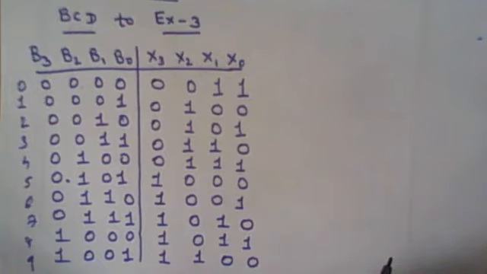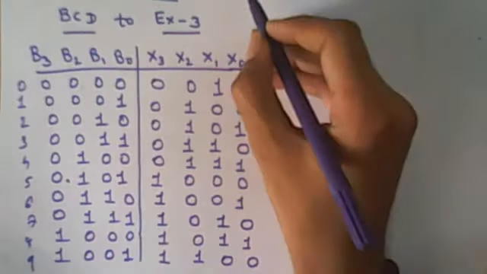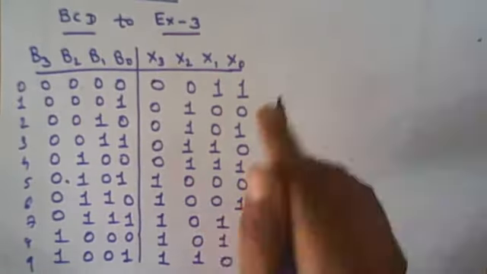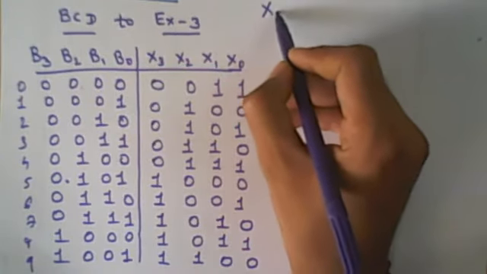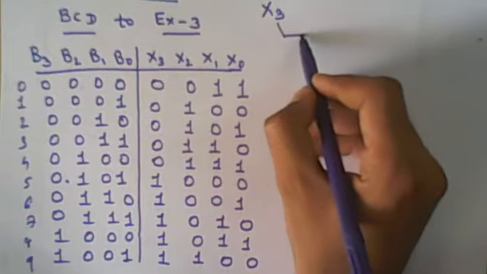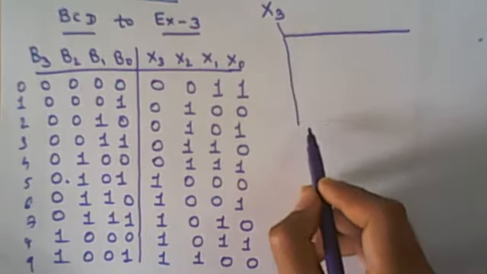Now our next step is to minimize each output variable using the Karnaugh map. Here there are 4 input variables, so the Karnaugh map is a 4-variable Karnaugh map. Let me first prepare the Karnaugh map of X3, the MSB bit.